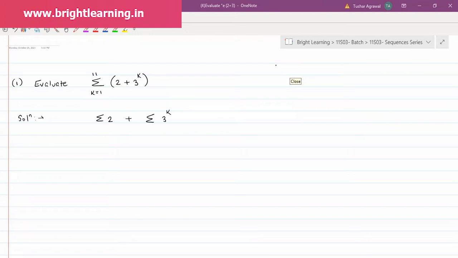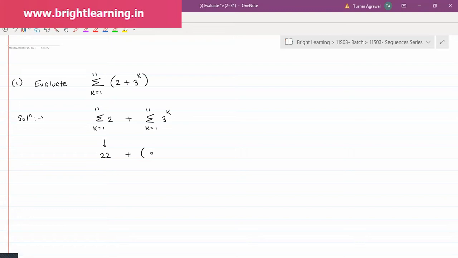So have you completed the question? No, sir. Explain, sir. K equal to 1 to 11. The first summation is equal to 22. No doubt till this part. 2 plus 2 plus 2 up to 11 times. For k from 1 to 11, there are 11 repetitions. So 22.